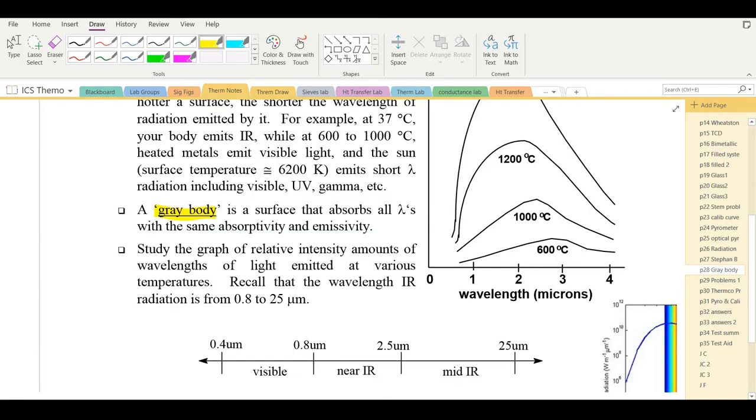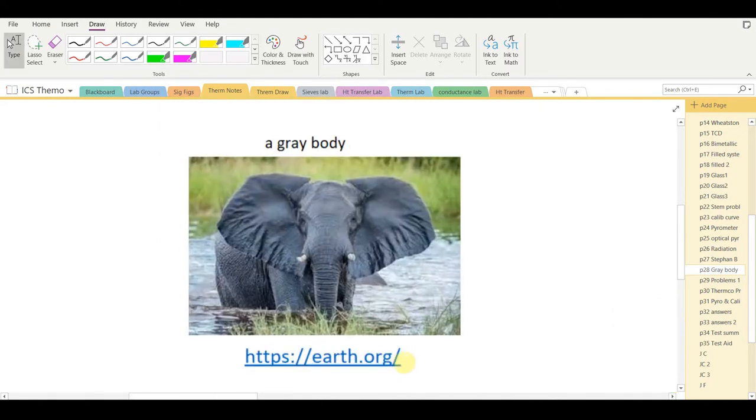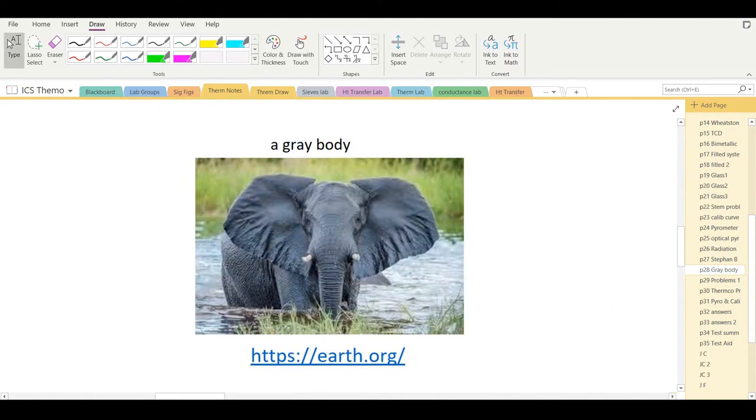A gray body is a surface that absorbs all wavelengths with the same absorptivity and emissivity, unlike glass, for example. So what's an example of a gray body? There's a gray body. And that should be sufficient for our study of pyrometers. There are some problems on page 31 that we'll look at next.